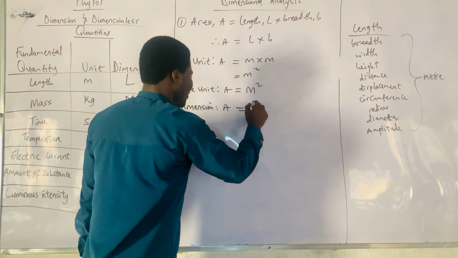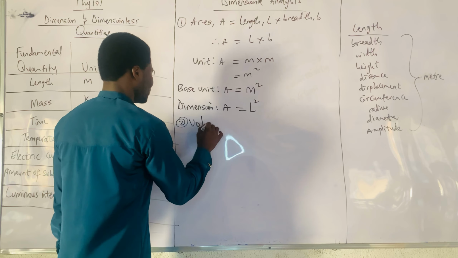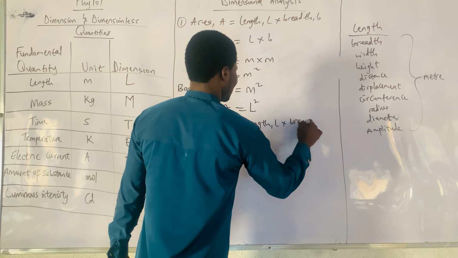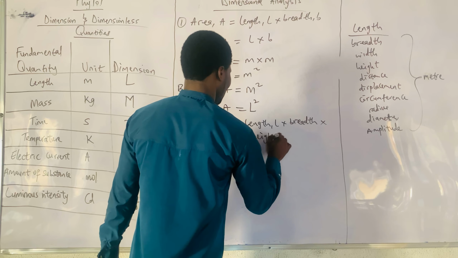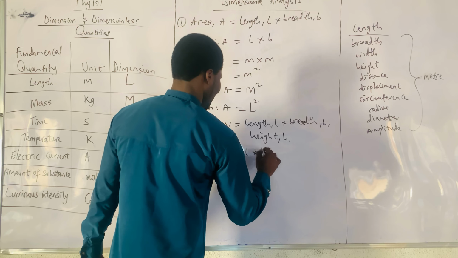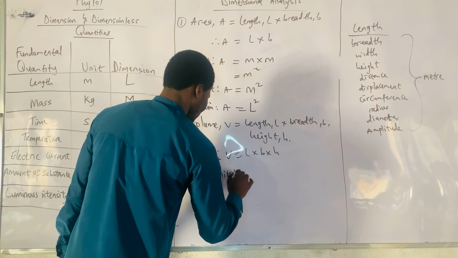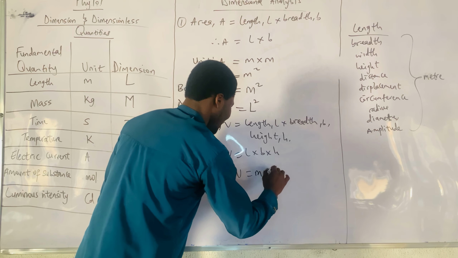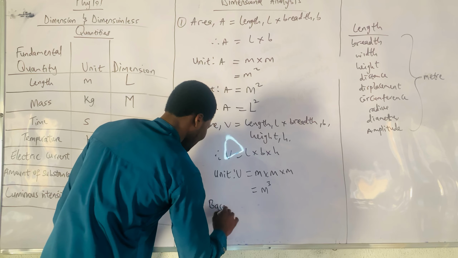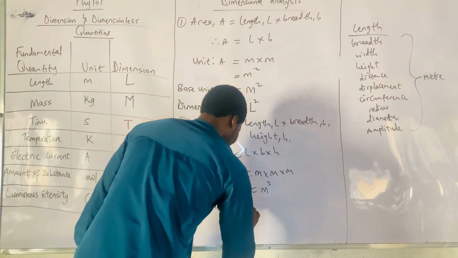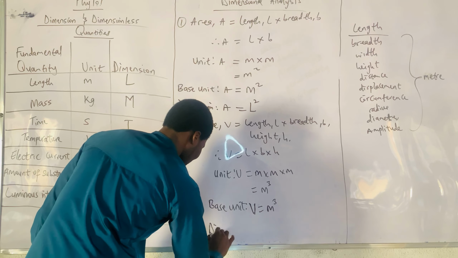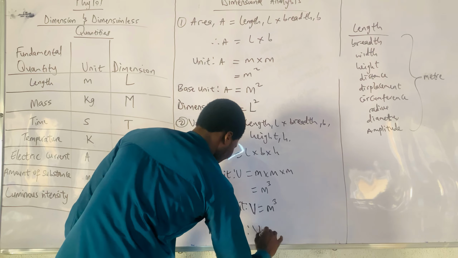Dimension of area will now be L squared. Then number 2, let's look at volume. Volume is length times breadth times height. Breadth is B, height is H. So V is L times B times H. Unit now. Unit of length is meter, breadth is meter, height is meter. So that gives us meter cube. Base unit will still remain the same because meter is a fundamental unit. Dimension now, that will be L cube.